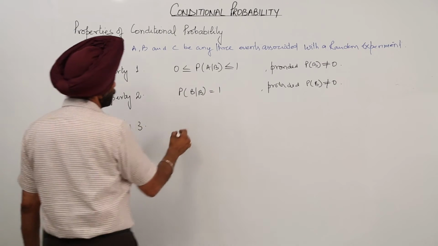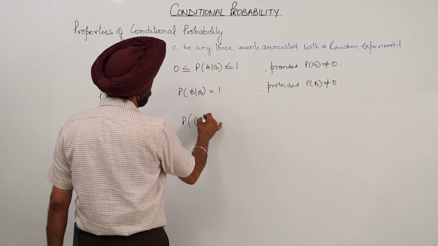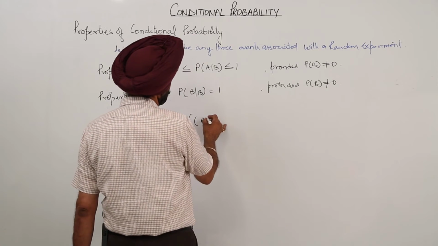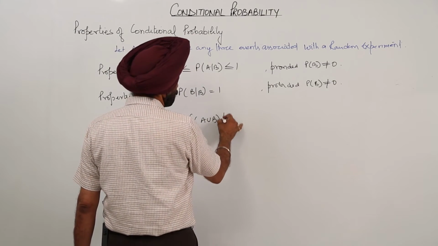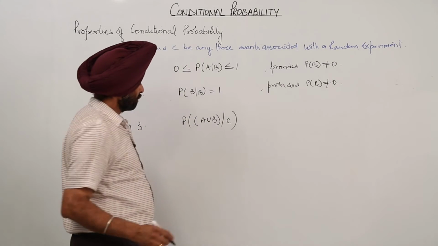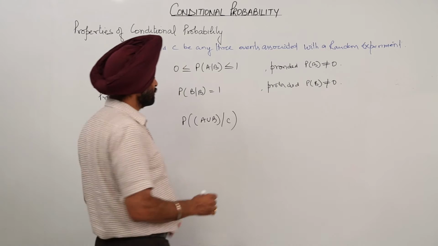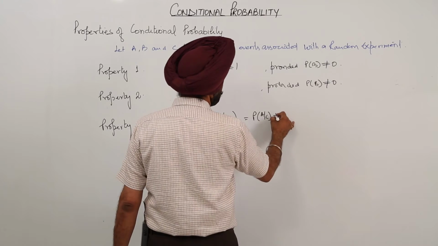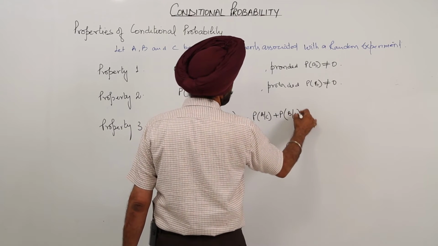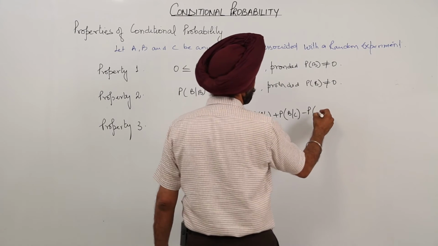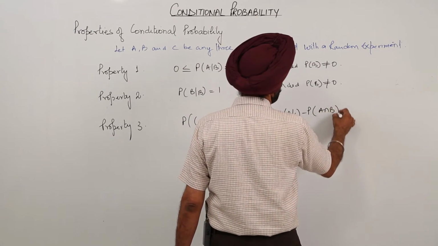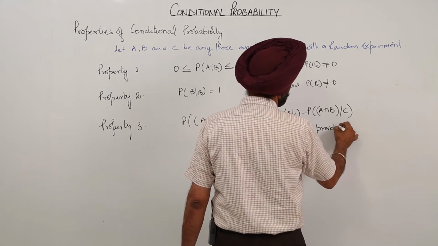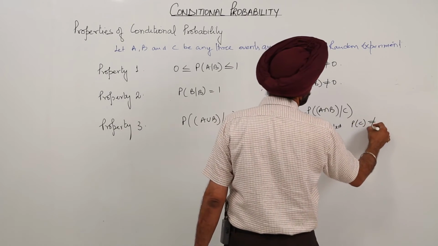Now property 3. Property 3 says that probability for A union B means A or B, probability for A or B oblique probability for C. Probability for A or B oblique C is equal to, now this is probability for A oblique C plus probability for B oblique C minus probability for A and B divided by C. Now here provided probability for C is not equal to 0.